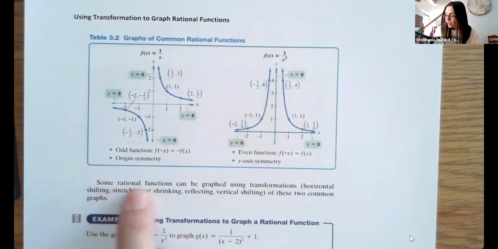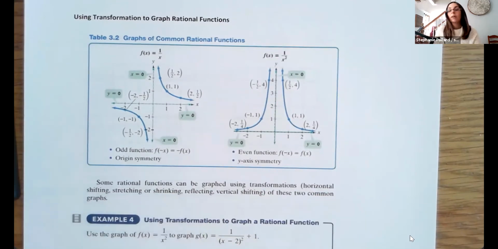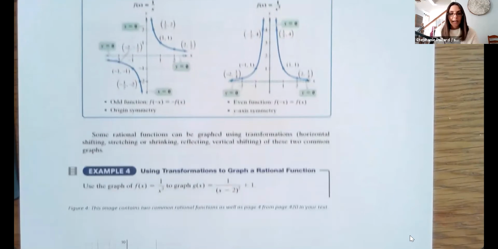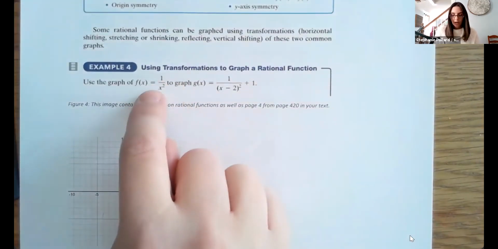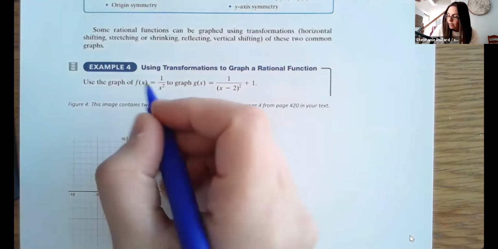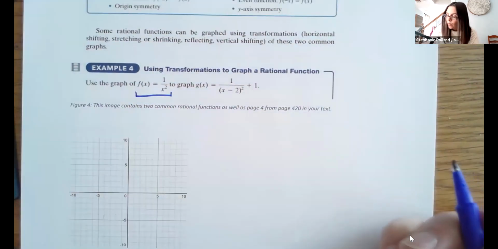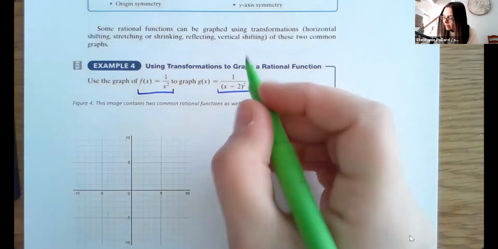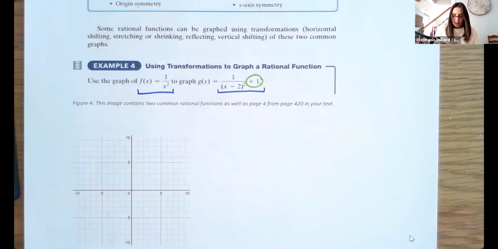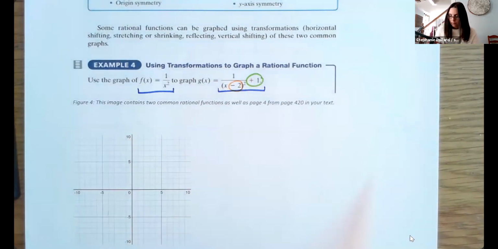Now, remember that we can apply transformations, again, to any functions. So now you can start doing that with these functions too. So if I go down here, I have the graph of my original function. So we're going to use the 1 over x squared function here. And then we want to graph this. So notice I have 2 changes, right? I have a +1 here. And I also have a -2.